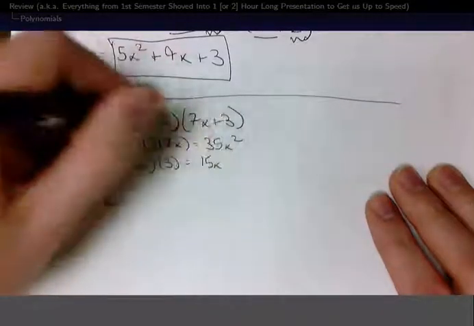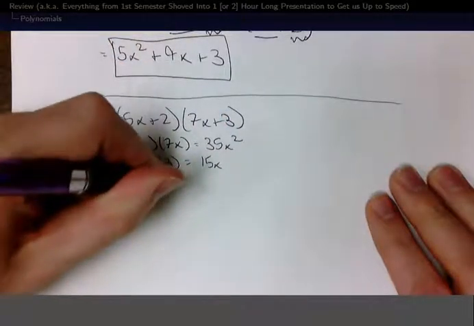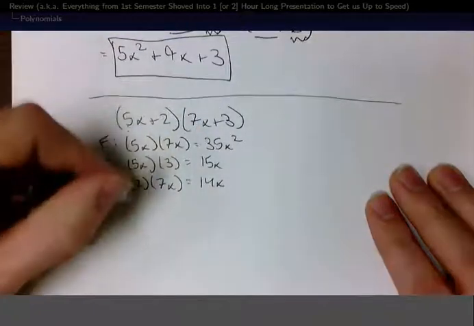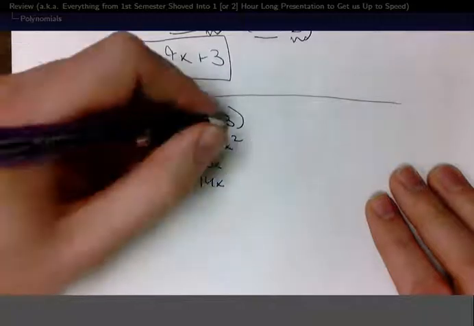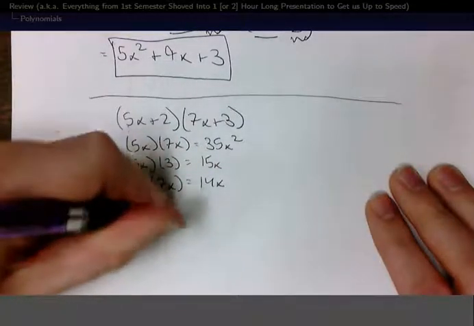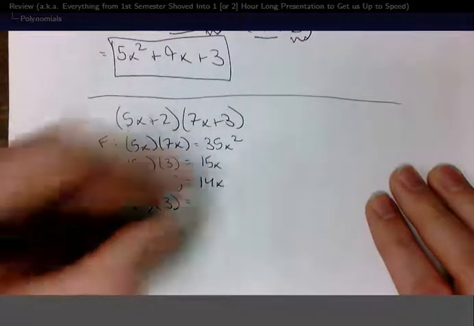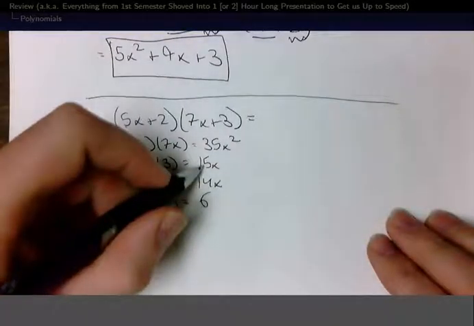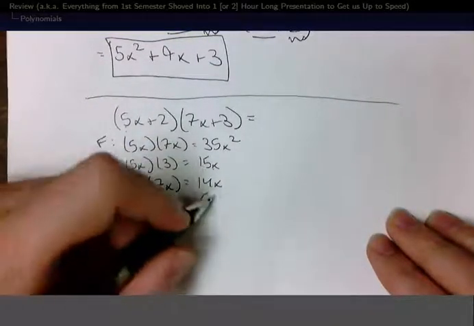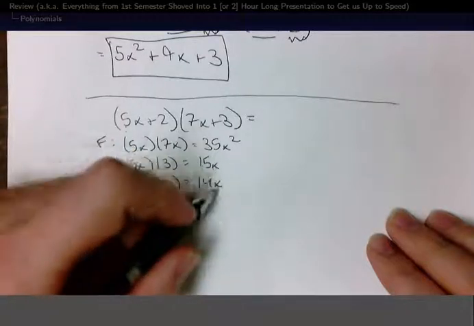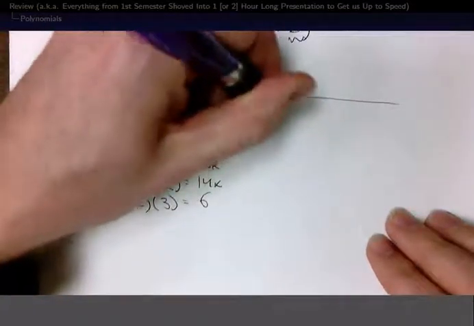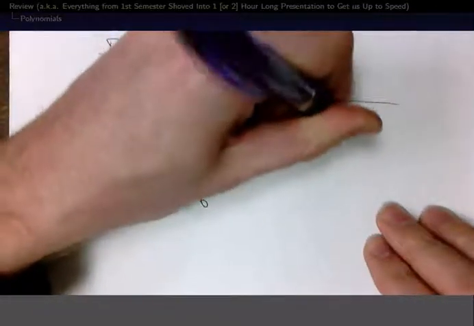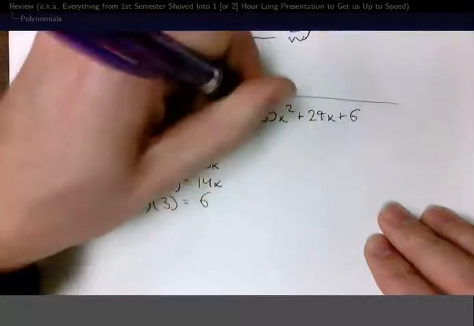Then we're going to multiply the two inside terms. So that's going to be 2 for the first one and 7x for the second one there. So that's going to be 14x. And then finally, we're going to multiply the last two terms. So that's going to be 2 for the first one and 3 for the second one, giving us 6 there. We can then add like terms. So since we have a 15x and a 14x, since they have the same variable raised to the same power, we're going to go ahead and add those two coefficients. So eventually what we're left with is 35x squared plus 29x plus 6.